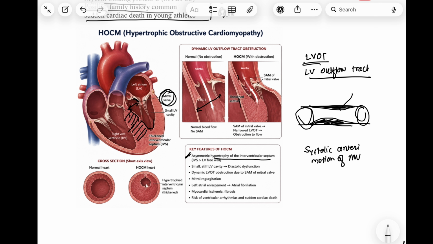So this anterior leaflet of mitral valve comes close to this interventricular septum. Due to this, there is a dynamic LVOT obstruction, right? So the anterior movement of mitral valve results into dynamic LVOT obstruction. Again, the distance between interventricular septum and the anterior leaflet of mitral valve decreases in HOCM. That's why there is an anterior movement of mitral valve leaflet which results into dynamic LVOT obstruction.